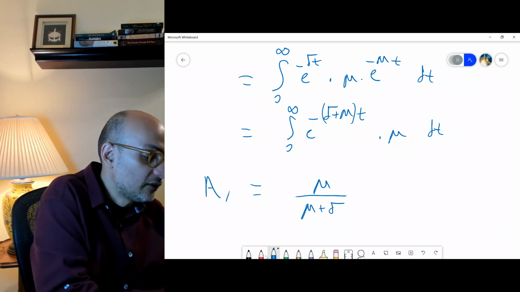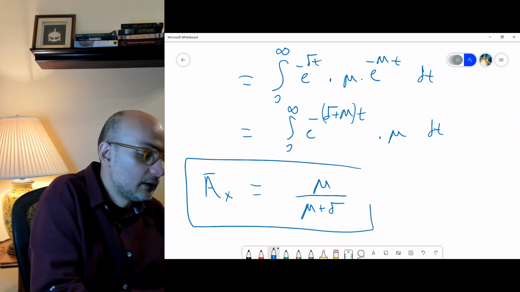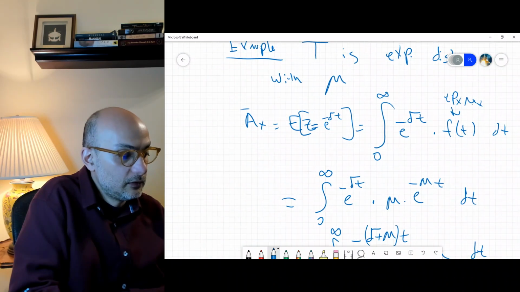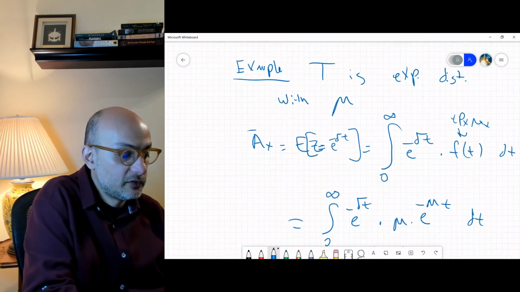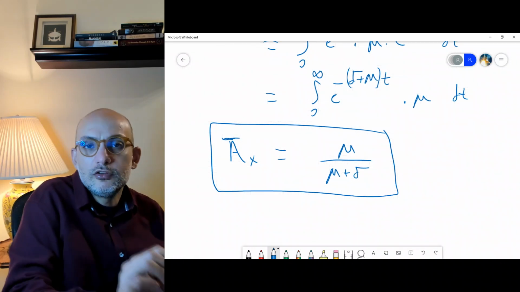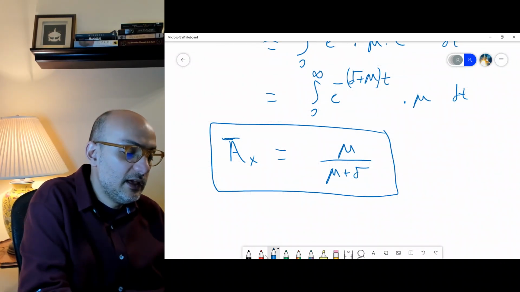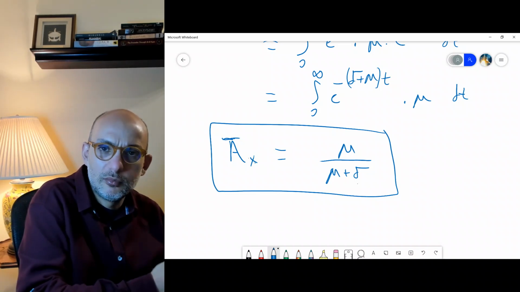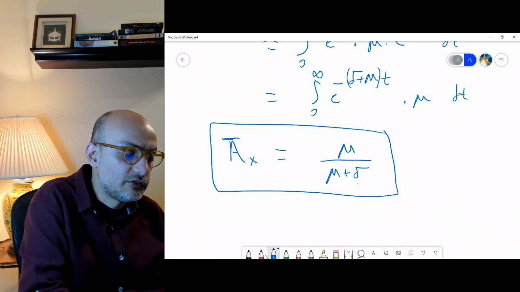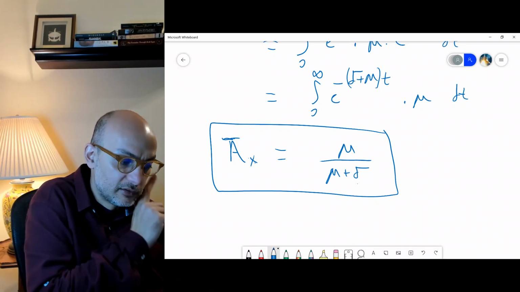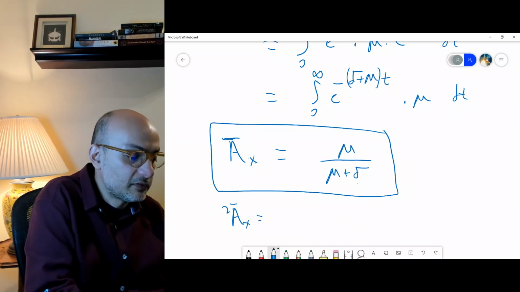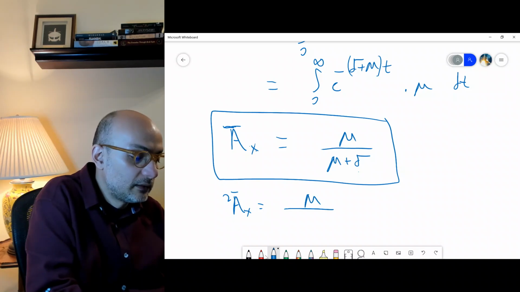So A bar x, the expected value of this one here, is mu over mu plus delta. I want you to recognize here you don't have any x, so it doesn't matter the age, and remember the exponential distribution is memoryless. So regardless of the age, the value of the insurance will always be this. And if you do the second moment as well for risk management purposes, it would be mu over mu plus 2 delta, same thing but instead of delta you have 2 delta.